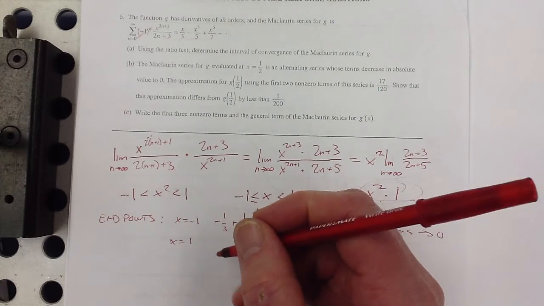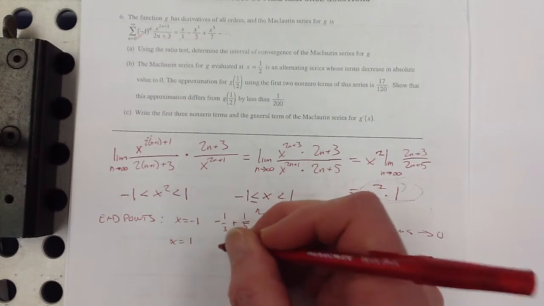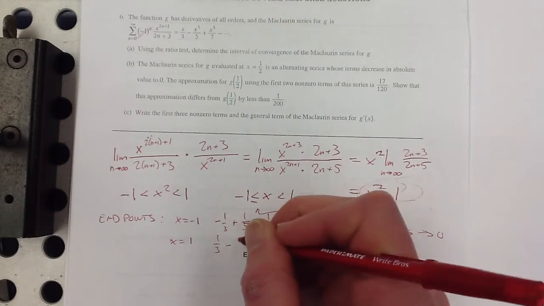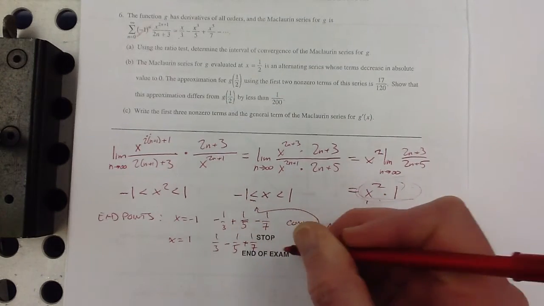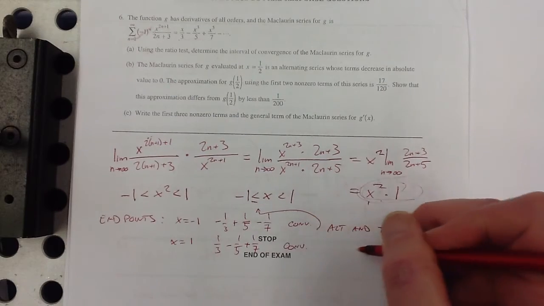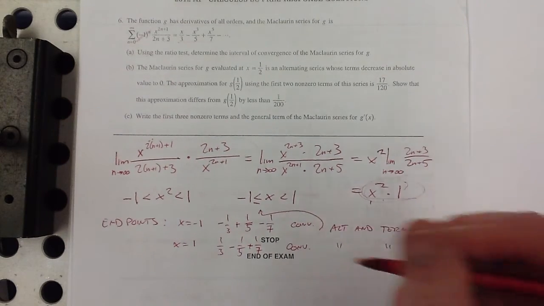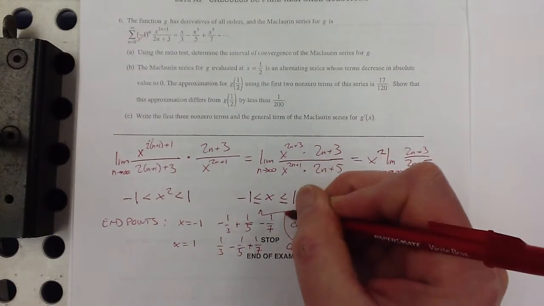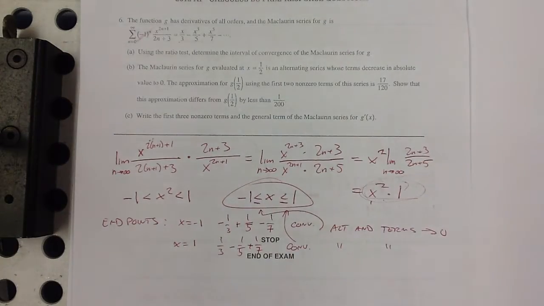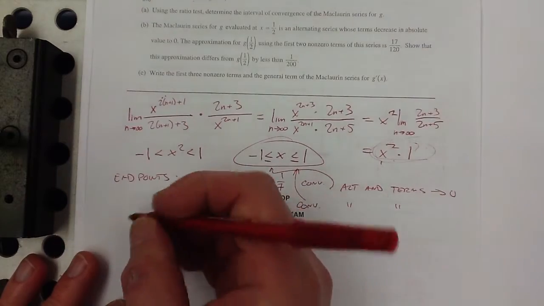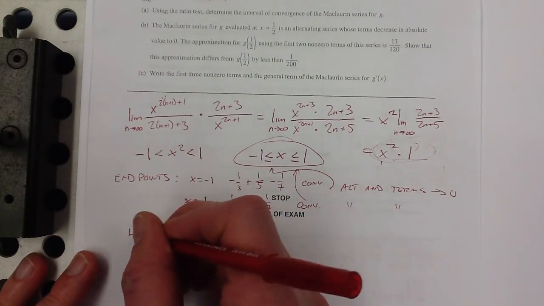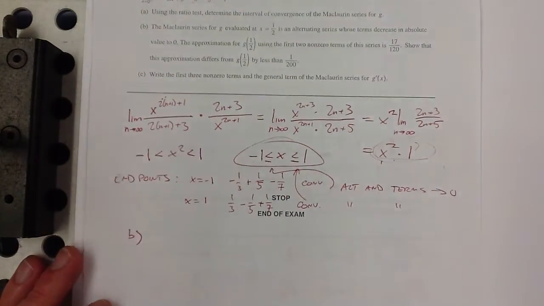And then when x equals 1, it's just the opposite, right? So it still alternates. So that also converges because it alternates and the terms are going to 0. So that's the interval of convergence. That's probably worth a good chunk of points there. 3 or 4, I'd say at least, very least, it would be 3.